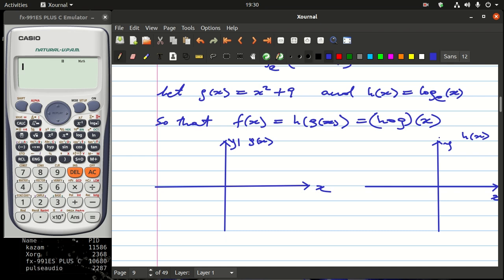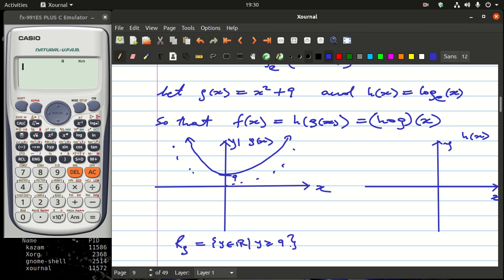So if I look into this function here, g of x without the 9 is supposed to look like this. But now that I have a plus 9, which means I'm going to shift this curve to be like this. But at this point here, I have a 9. So I'm shifting it 9 units up. And if I look at the range of g, I will find out that y is an element of real numbers, such that because starting here at 9 and it goes all the way up, so I will have y is greater or equal to 9. Right. So that's the range of this particular function here.